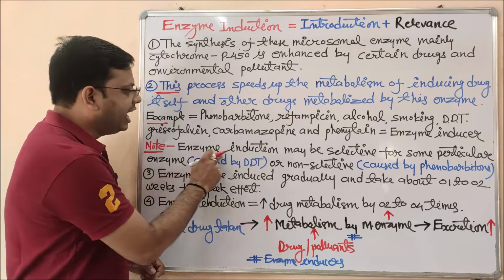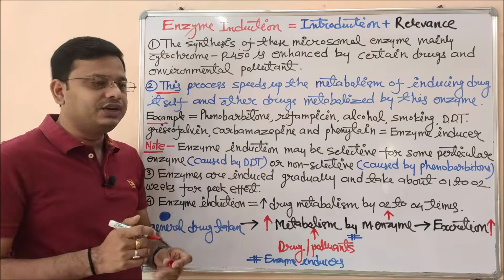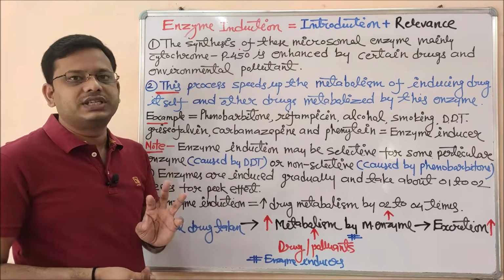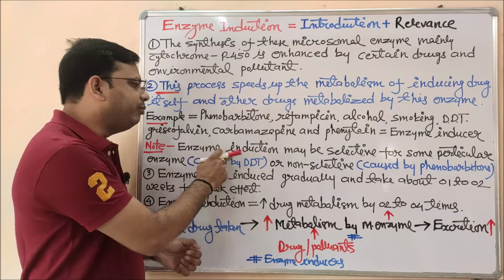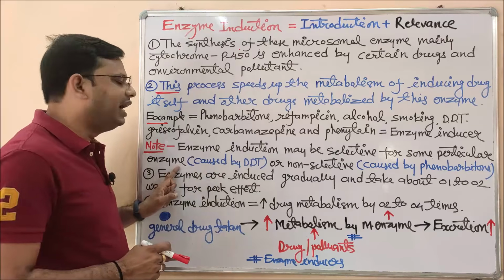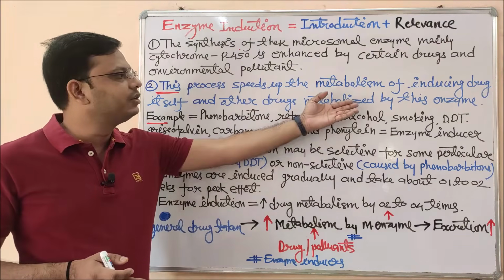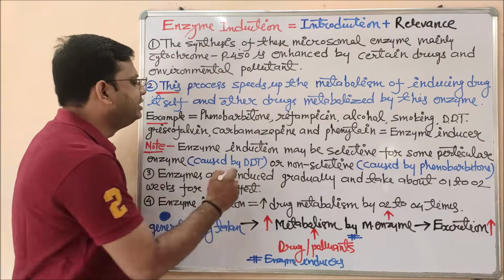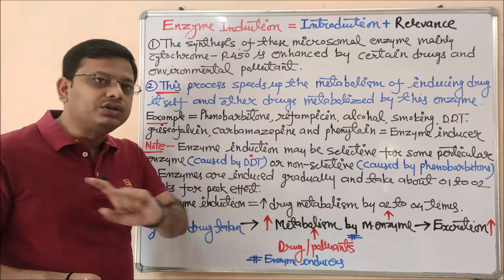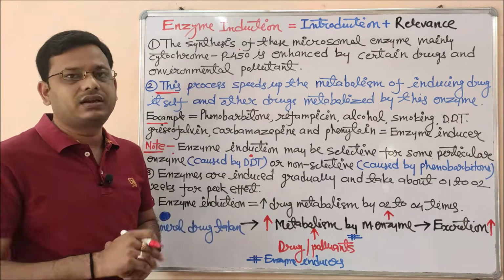Now there is an important note that should be remembered. Enzyme induction may be selective for some particular enzymes, as caused by DDT. Let me clarify this point first, then I will move further. There is a concept called specificity. Here, induction of an enzyme by a drug can be selective for only a few enzymes. That means if I am taking a drug, or intentionally or unintentionally exposed to an environmental pollutant like smoking or DDT, that DDT will affect the synthesis of a specific enzyme, not all microsomal enzymes, only a few selected metabolic enzymes. This process is called selective induction.